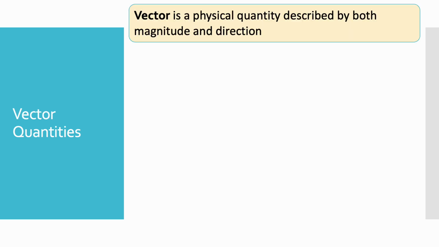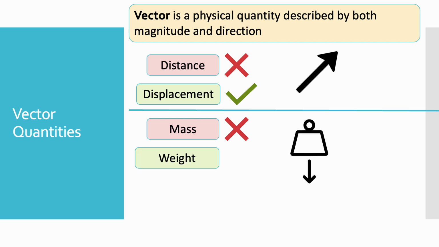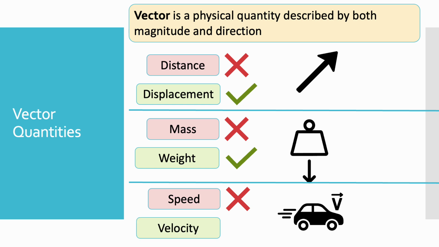A vector quantity has both magnitude and direction. This means it tells us not only how much but also where. Examples: is distance a vector quantity? No. Displacement is a vector quantity. Is mass a vector quantity? No. Weight is a vector quantity. Is speed a vector quantity? No. Velocity is a vector quantity.